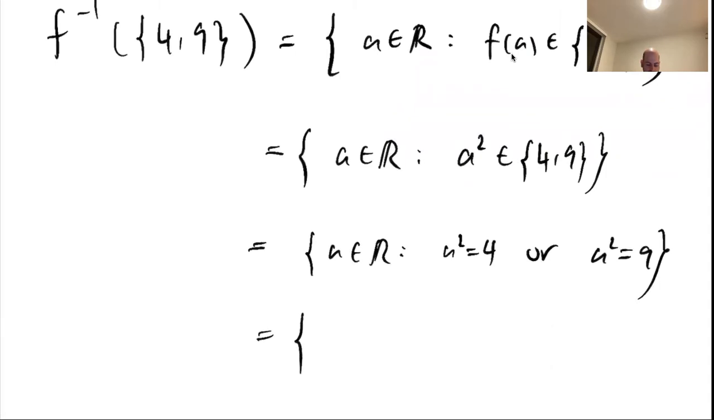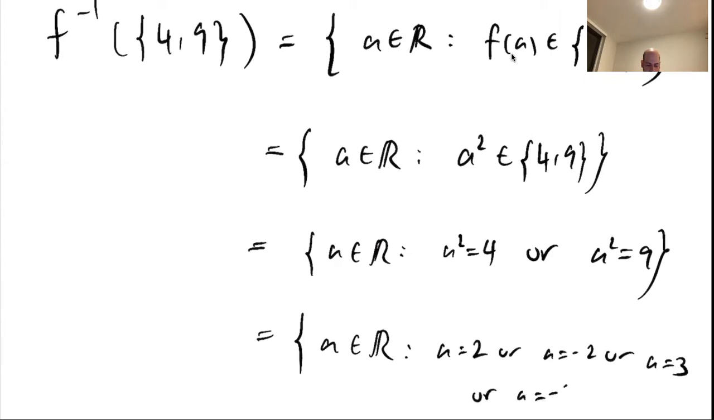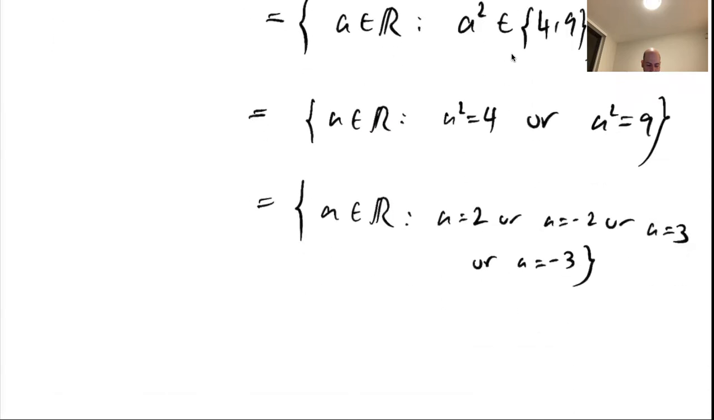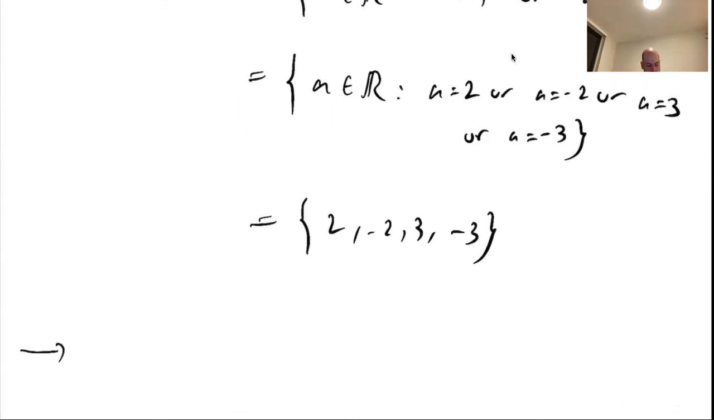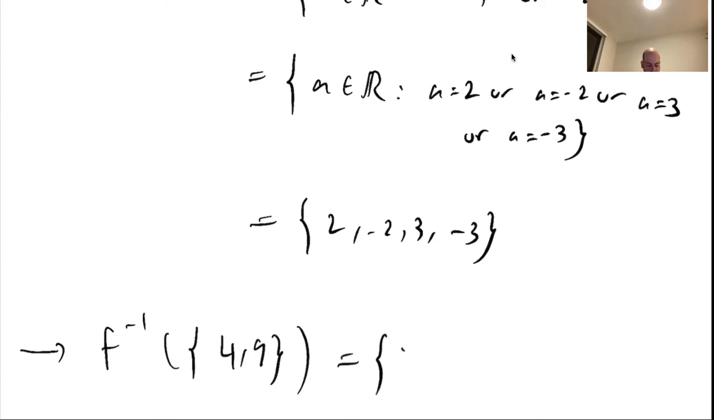And then this means, well, a squared equals 4 means a is equal to 2 or a equals minus 2. And a squared equals 9 means a is equal to 3 or a equals minus 3. So this is simply {2, -2, 3, -3}. So we show that f inverse of {4, 9} is equal to {2, -2, 3, -3}.